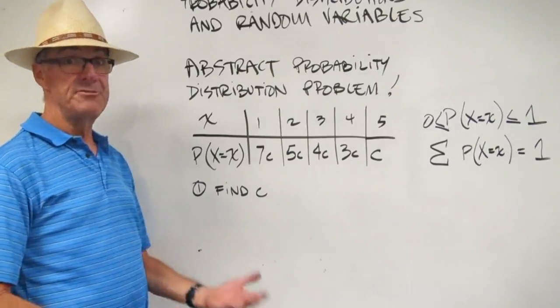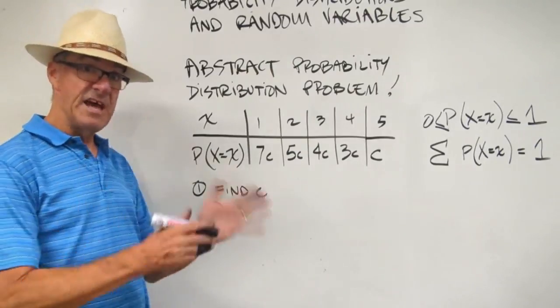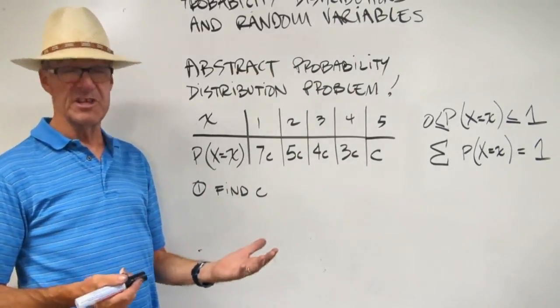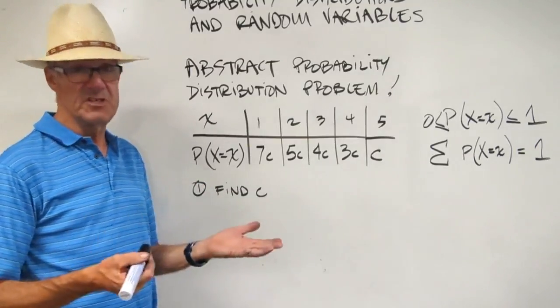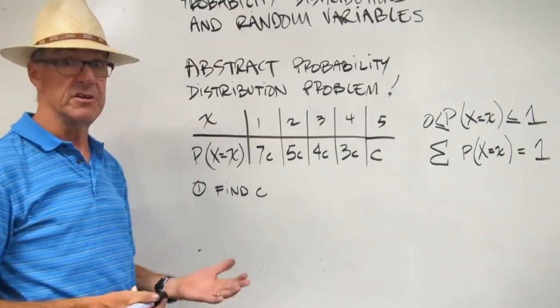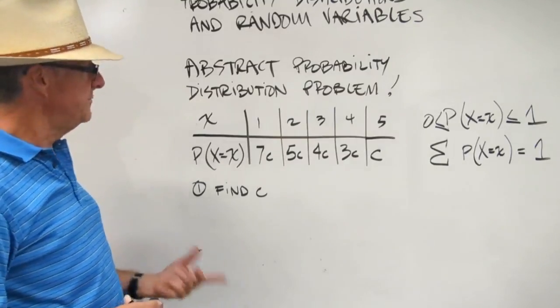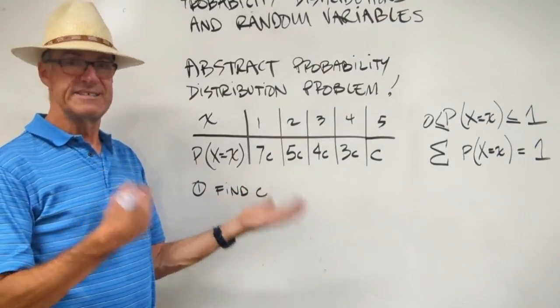Let's do a more abstract example with a probability distribution. So that last one was anchored in reality. We're actually calculating probabilities for a very specific situation. And all you needed to be told was the situation, and you could analyze it and create your distribution. Now this time, you're given a distribution that has no example.